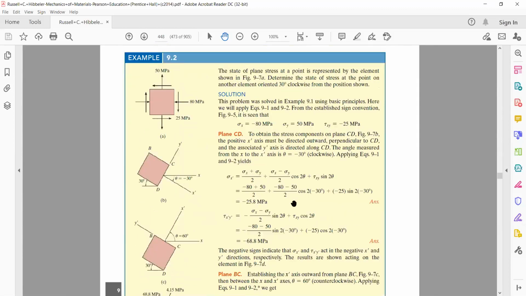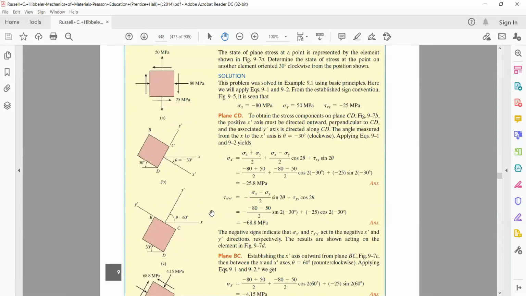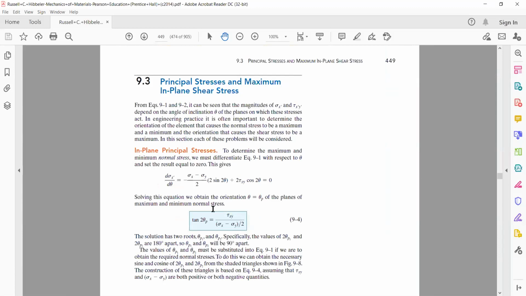Now, students, can you solve this problem, Example 9.2, yourself? Sigma x is given, sigma y is given, and tau xy is given. Now it is rotated by an angle theta equal to minus 30. You have to find sigma x prime, sigma y prime, and tau x prime y prime. You just have to substitute the values. Please go ahead.